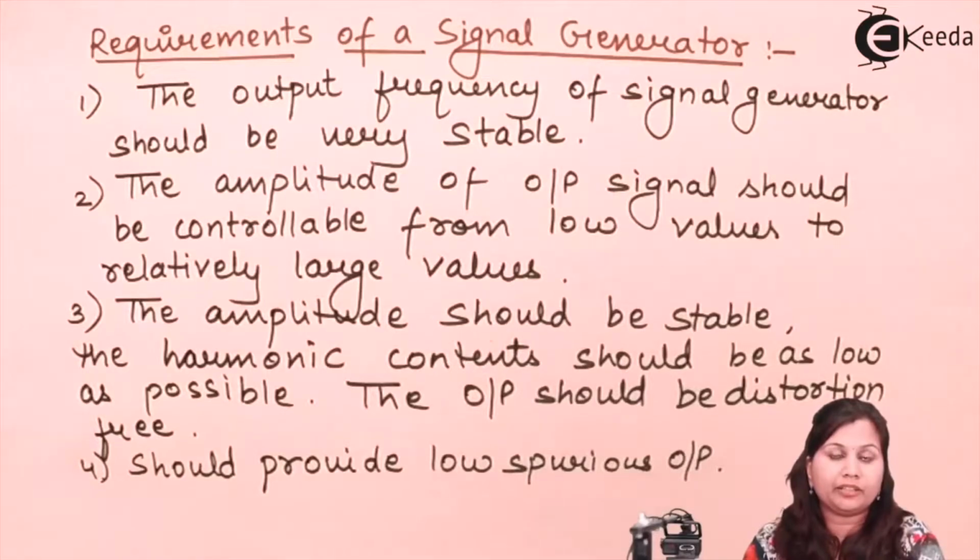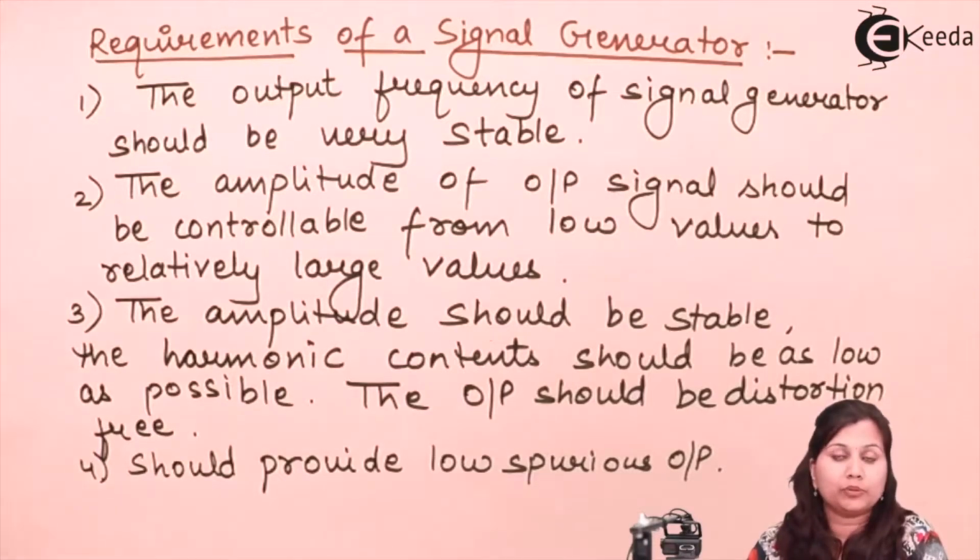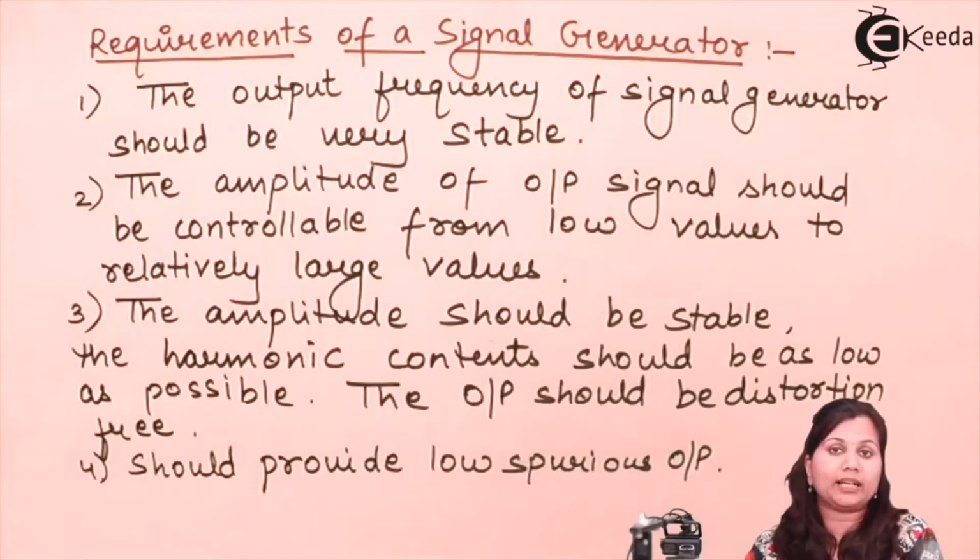the signal generator should provide an output which has very low spurious content in it. Spurious means disturbances like the noise, the jitter, the modulation effects, which should be less in the output. Then only that output will be effectively used for other measurements.